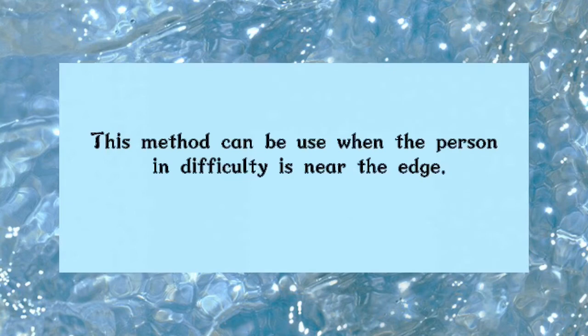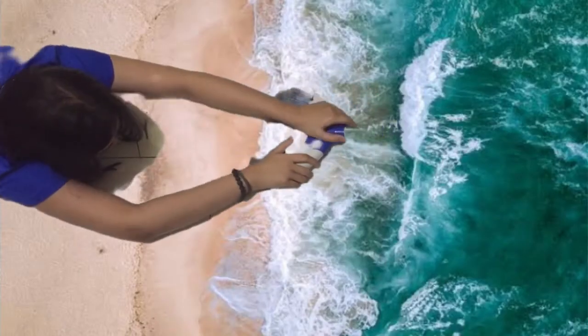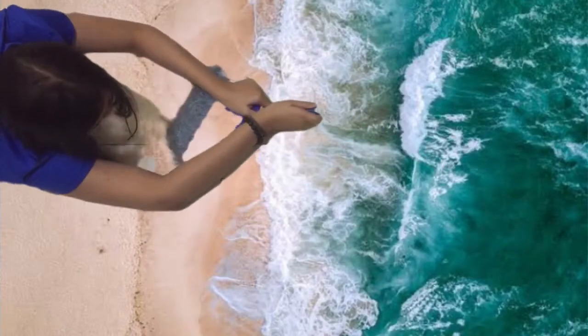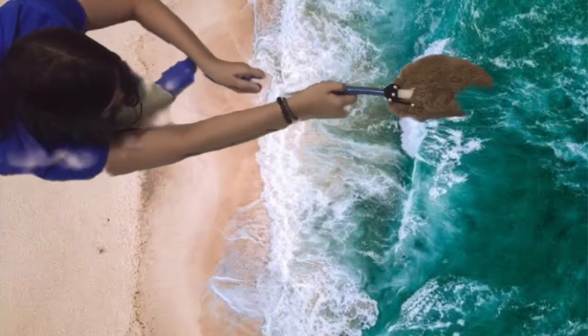Reach rescue. This method can be used when the person in difficulty is near the edge. In order to rescue the victim, you may use an umbrella, branch, towel, and so on.